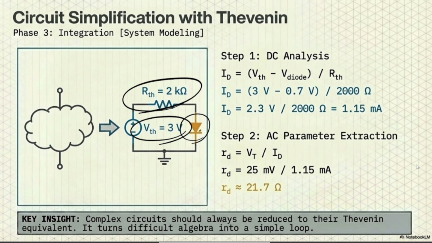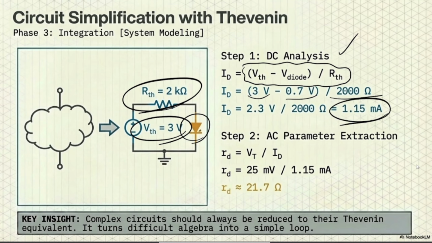So right now, let's talk about the DC analysis. In DC analysis, I would like to find my ID, because by finding the ID, I can find my RD in the AC analysis. For the DC analysis, the ID is simple: VT subtracted by V diode, which we just say is a passing voltage of 0.7 volt. 3 subtracted by 0.7, divided by R Thevenin, is going to be 1.15 milliamp.